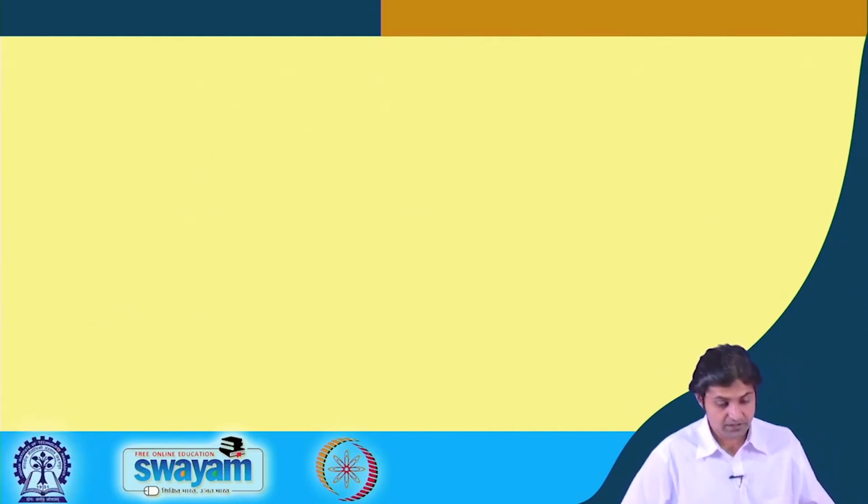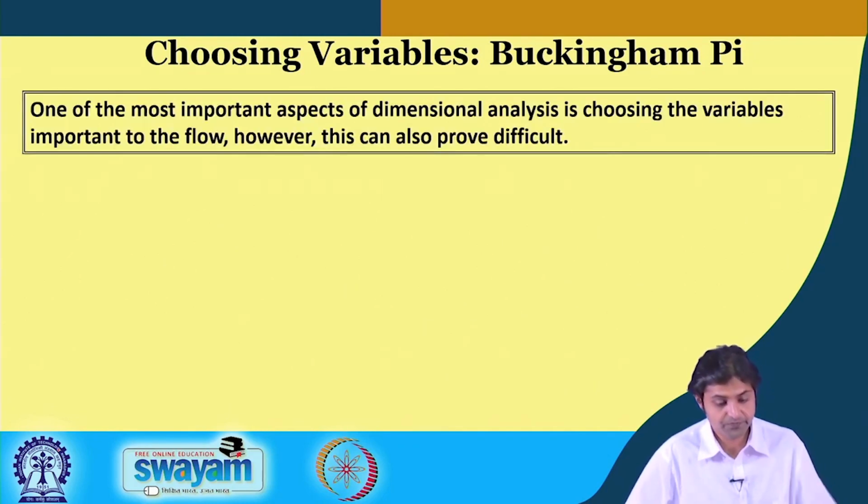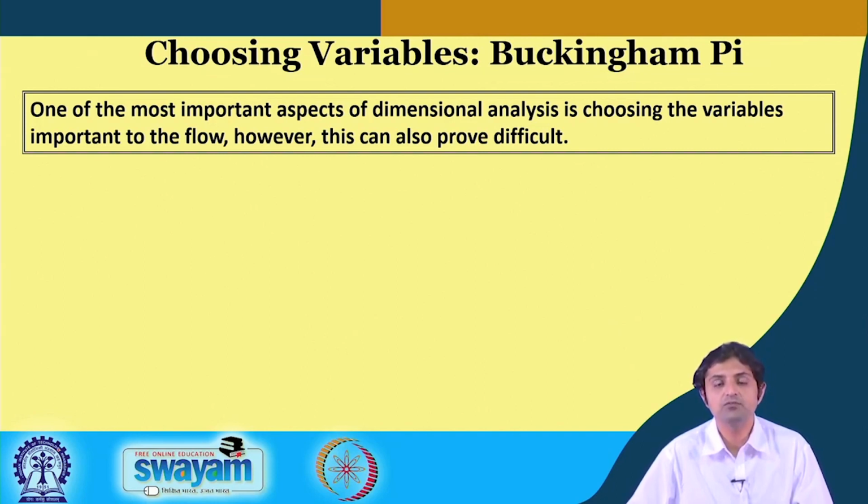All right. Now, there are some rules or guidelines for choosing variables for the Buckingham pi theorem. As I said, one of the most important aspects of dimensional analysis is choosing the variables important to the flow. However, this can be very difficult. In a very large problem, there could be many variables. Now, the challenge is how to choose the variables which are more important to the flow than the others.